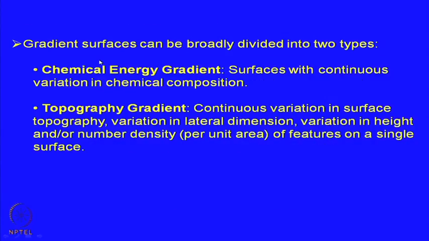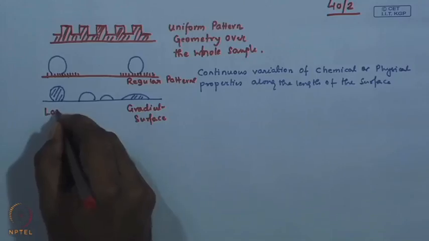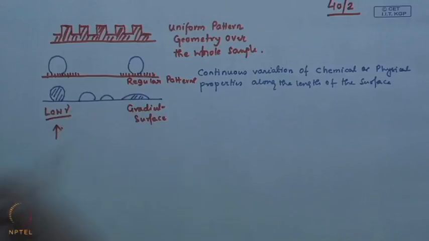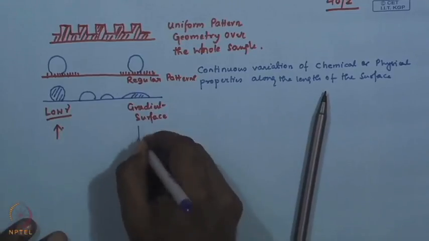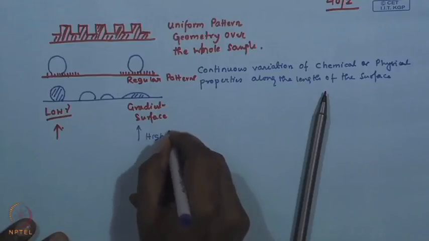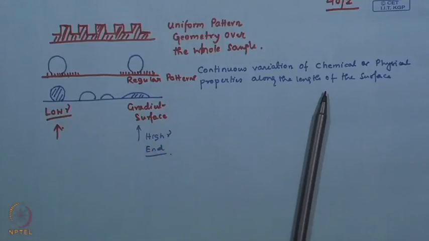Gradients can be broadly divided into two types or categories. The first one is a chemical energy gradient, which results in a continuous variation of the surface energy from one end to the other end of the film. At one end it can be very low surface energy, and on the other end very high surface energy. So, at the low gamma end you will have a high wettability, and at the high gamma end you will have low wettability.